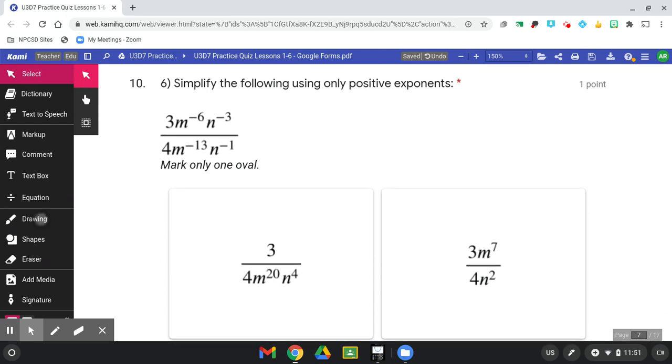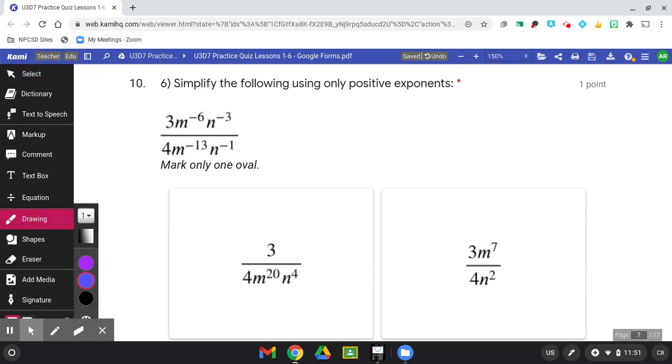Okay, so now we're going to do the same thing again. When we divide, the 3 and the 4 stay where they are. When we subtract -6 minus a -13, we get m to the 7th. Here we subtract -3 minus -1, and we get n to the -2. We're going to go ahead and then bring that down below, and we get 3m to the 7th over 4n squared.